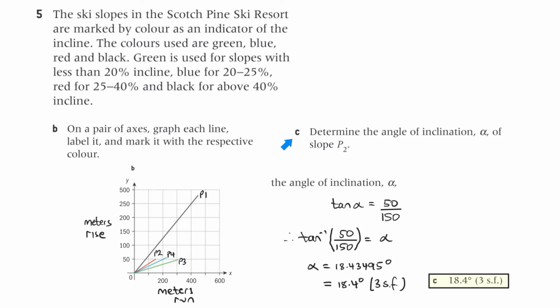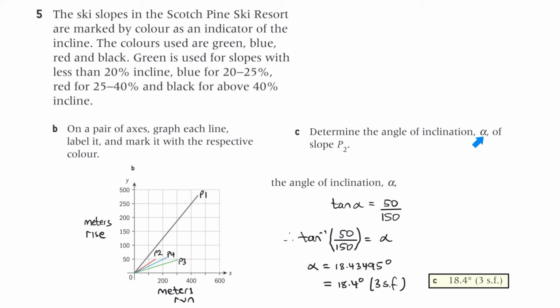Now there's also a part B and a C. On a pair of axes, graph each line, label it and mark it with a respective colour. So I've taken this from the back of the book, but again, they didn't label the y-axis, they didn't label the x-axis. Make sure you do that, and I've written P1, P2, P3 and P4, and have a look back at the question part A, and you'll see what that means there.